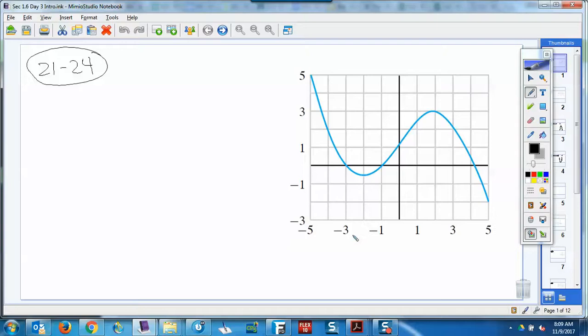1.6 then, we're getting into these connections between f and f prime. If the f prime graph is above the x-axis, if the f prime y values are positive, then the f graph is what? If f prime is positive, what's that? Increasing. If f prime is positive, the slopes of f are positive, so f is increasing. So that's just a connection between f prime and f. All right, that's what 1.6 is about.